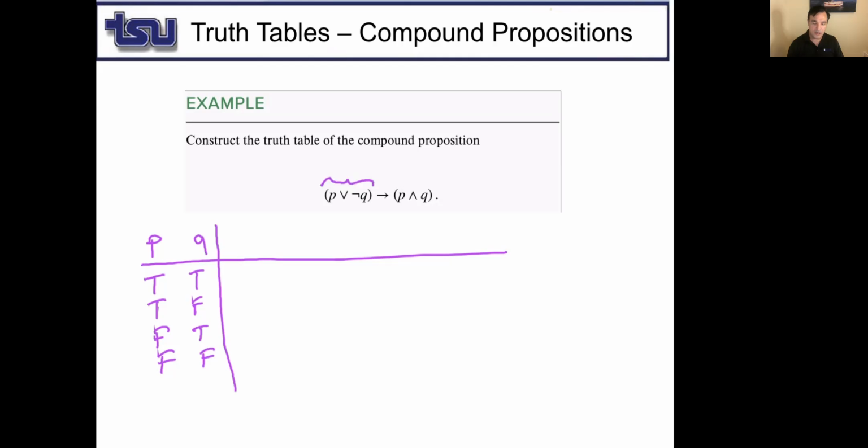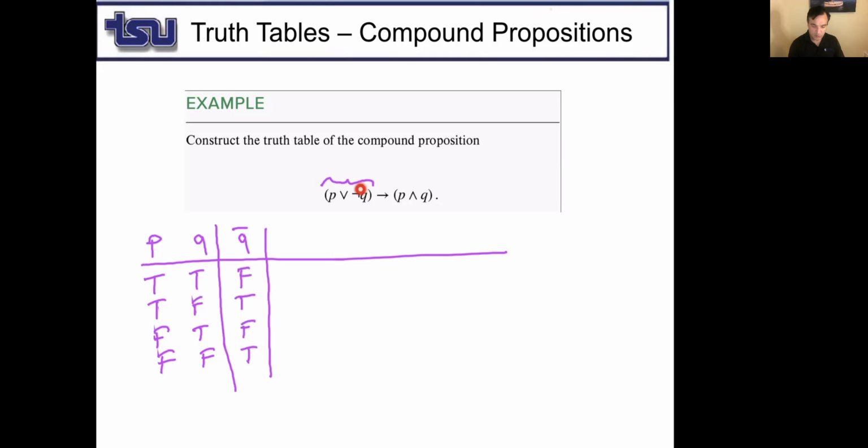Okay, so first I'm going to find P or not Q. But in order to do that, first I need to take care of what? Not Q. So I will write not Q. This is my notation for not Q. As you know, this one and this one are exactly the same thing. So what is not Q? If Q is true, not Q is false. If Q is false, this is true, and so on. So this will be false, true, false, true.